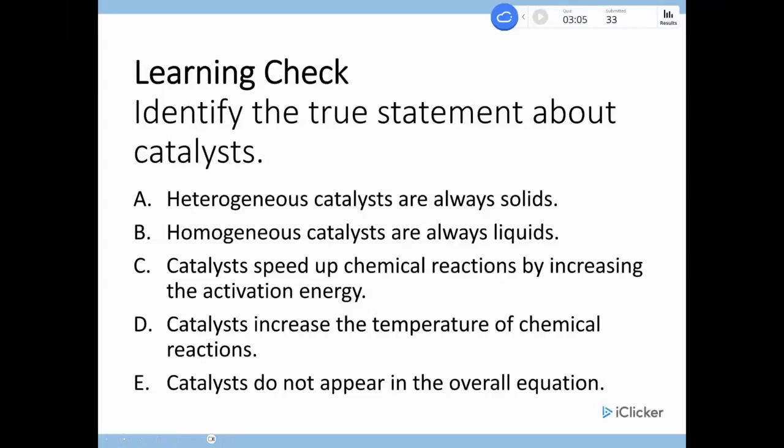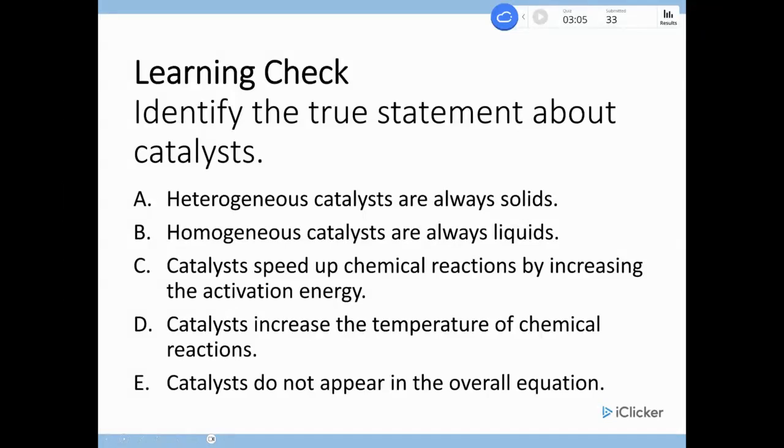D, catalysts increase the temperature of chemical reactions. We've not talked about temperature this section. Increasing temperature would increase the rate, adding a catalyst would increase the rate, but those are two different things. A catalyst is the material, temperature is adding energy.